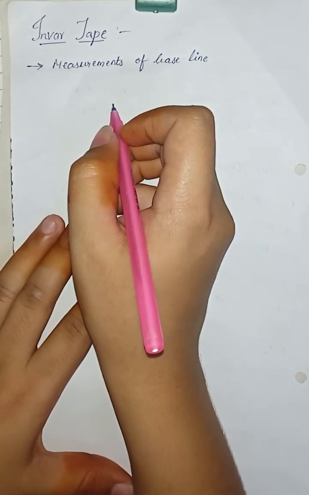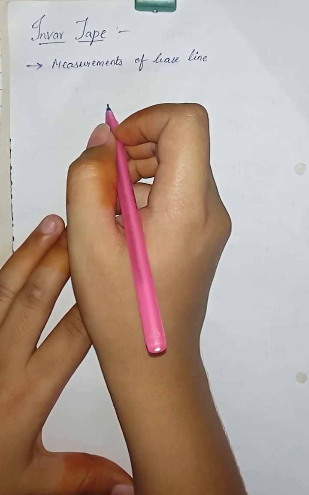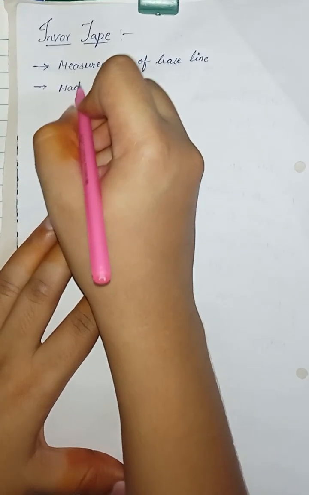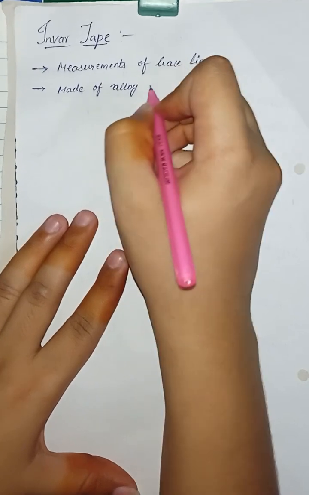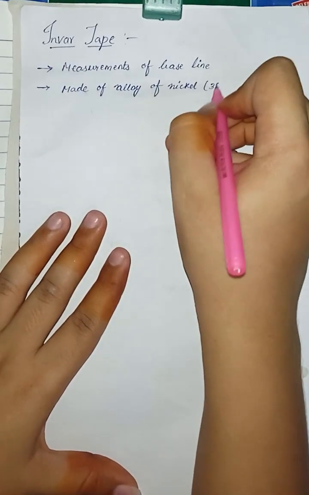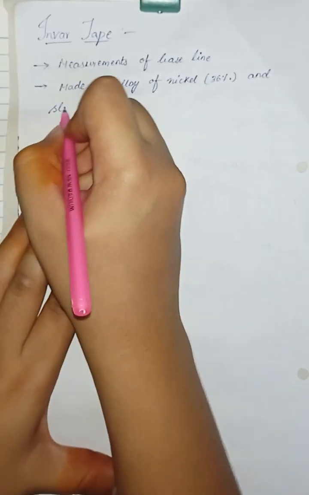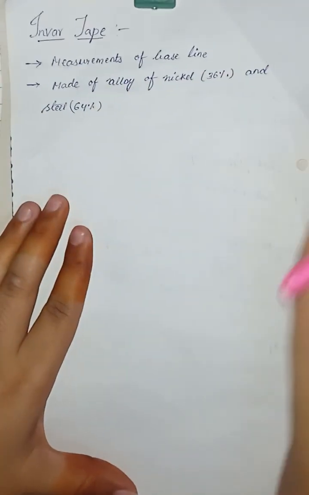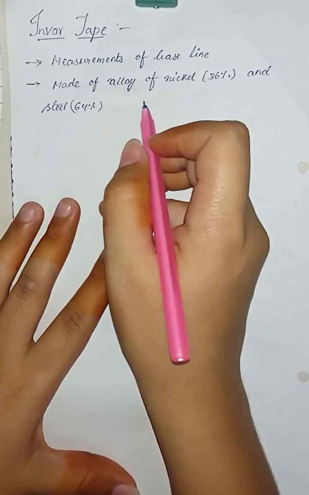The Invar tape is made up of alloy of nickel, 36%, and steel, and has a very low coefficient of thermal expansion. What is the material this Invar tape is made of? This Invar tape is made up of an alloy of nickel, 36%, and steel is 64%. This Invar tape is made up of alloy of nickel of 36% and steel of 64%.